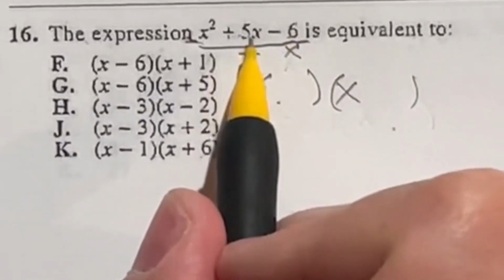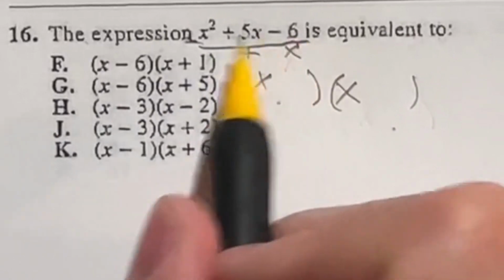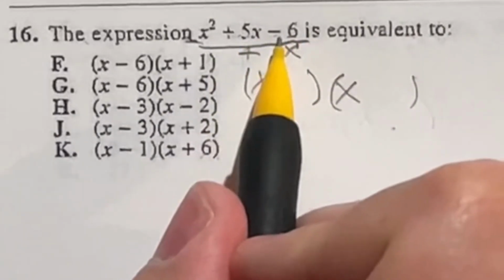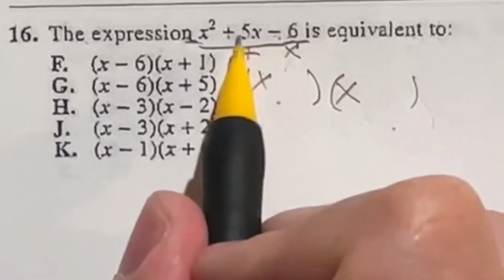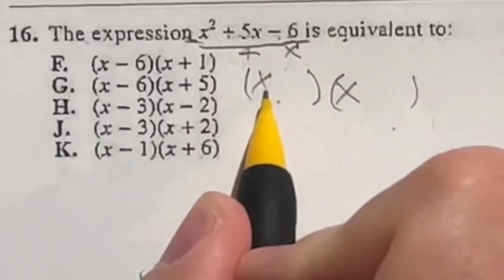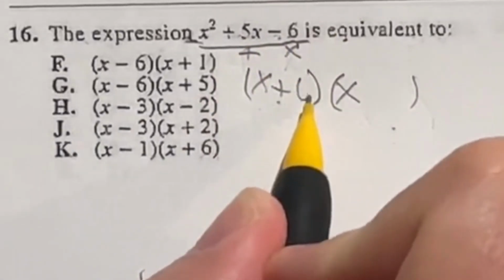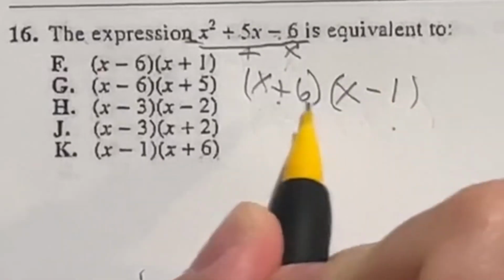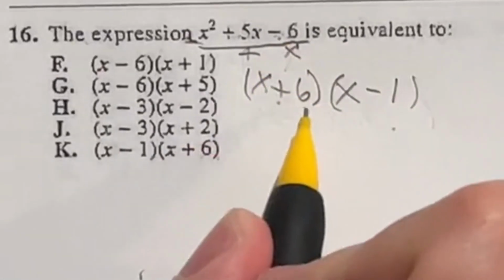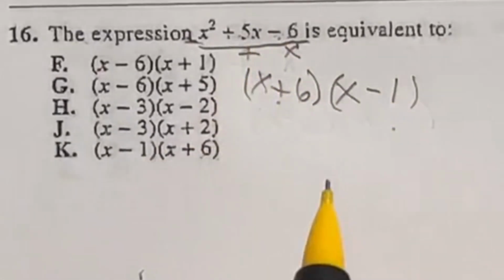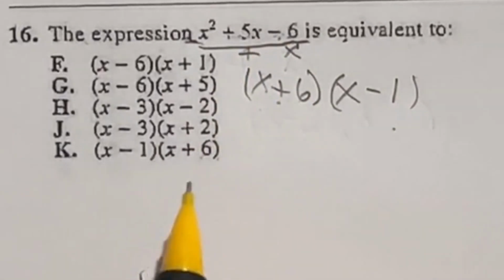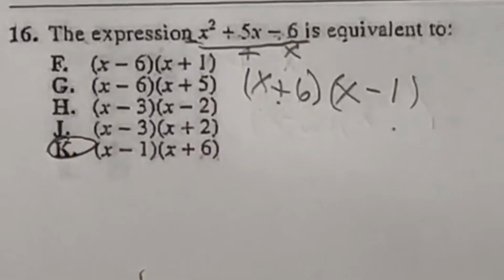Now you may jump to thinking 2 and 3 because those multiply to 6 and add to 5, but because of this negative, that's going to make the signs funky and not be able to give us this 5. So our actual answer here is going to be a +6 and a -1, because multiplied together, that gives us -6, and added together, that gives us the +5. So that's going to be answer K.